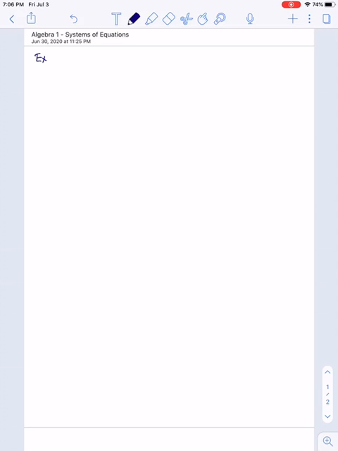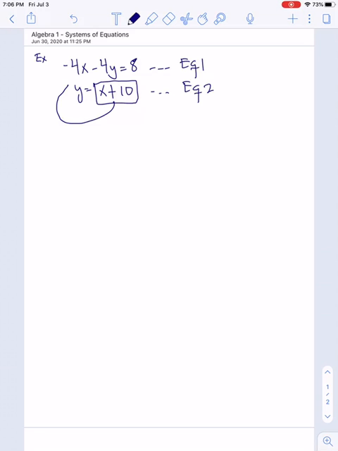Alright, so next problem will be negative 4x minus 4y equals 8, and then y equals x plus 10. First one being equation 1, and the second one being equation 2. So in this situation, I'm going to pick the product of the second equation, which is x plus 10. I'm going to plug it into the first equation to solve for y.